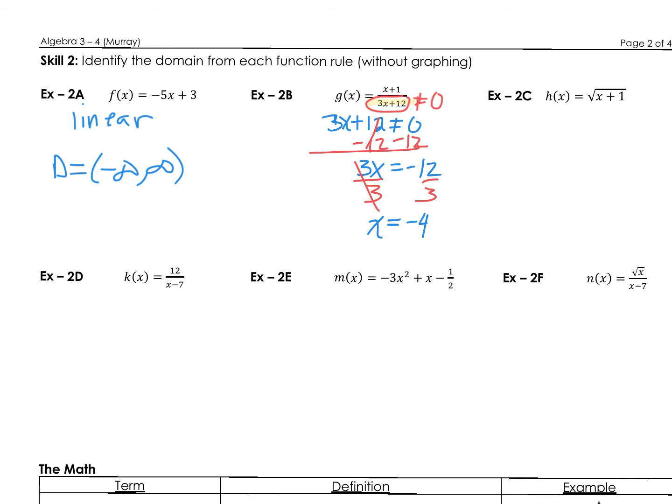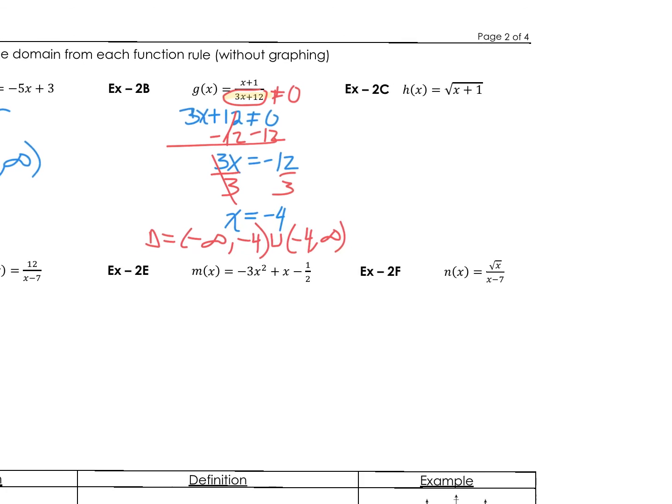So how does that look? Domain is equal to, you're going to go from negative infinity to negative 4. We're not going to include negative 4. We're going to union that with negative 4 to positive infinity. And that's it. So all this says is you're going from negative infinity to positive infinity, but you're not including negative 4.